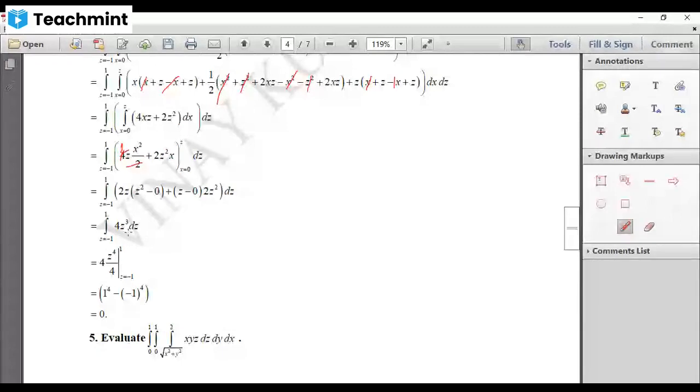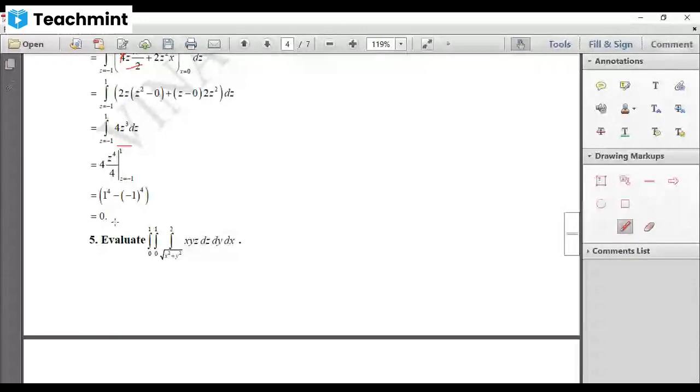Now x has been eliminated. Only variable remaining is z. Now integrate with respect to z. 4 into z cube. Integration of z cube is z to the power of 4 by 4. And the limit is from minus 1 to plus 1. Apply the limit. Minus 1 to the power of 4 is plus 1. Plus 1 minus 1 becomes 0. 0 into anything is 0. That's it. So we got the answer as 0.